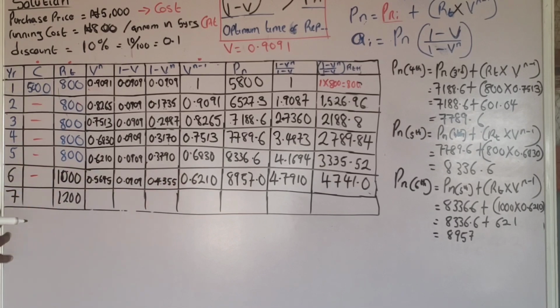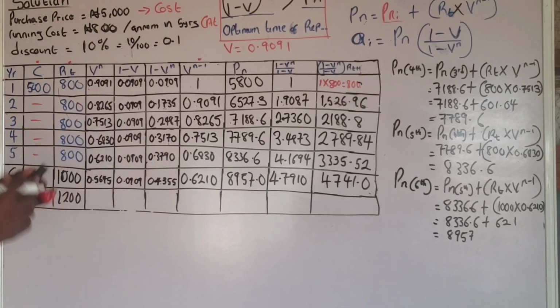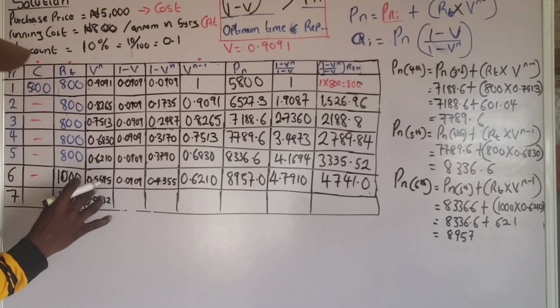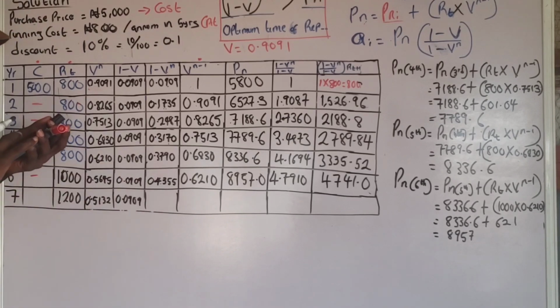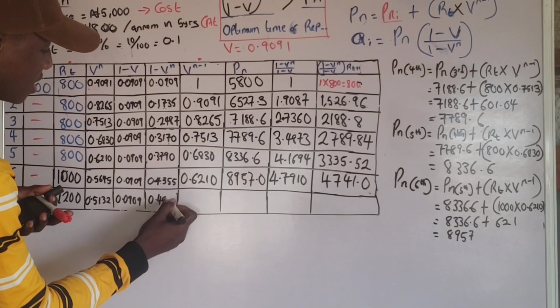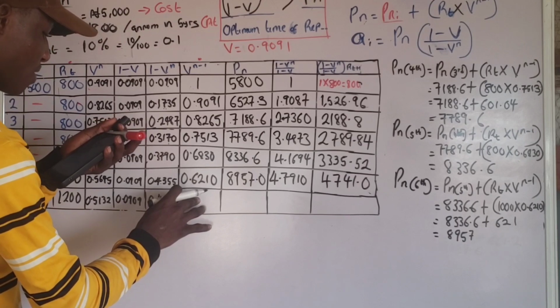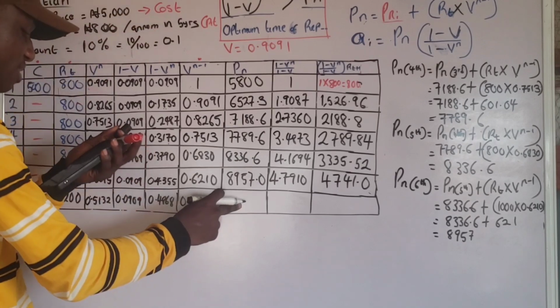So that is how we are going to get the values for the seventh year as well. For the seventh year, for v raised to the power of n, we are going to have 0.9091 raised to the power of 7, and that will give us 0.5132. For this, I'm going to have 0.0909. For this, we are going to have 0.4868. And for this, we are going to have 0.5645.